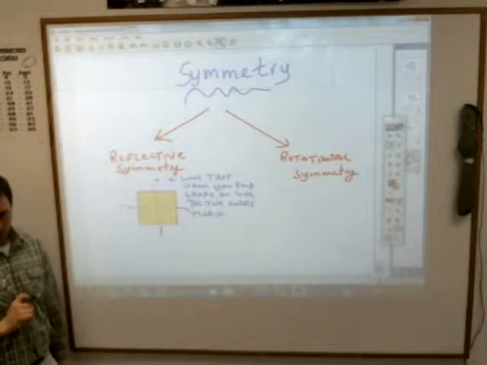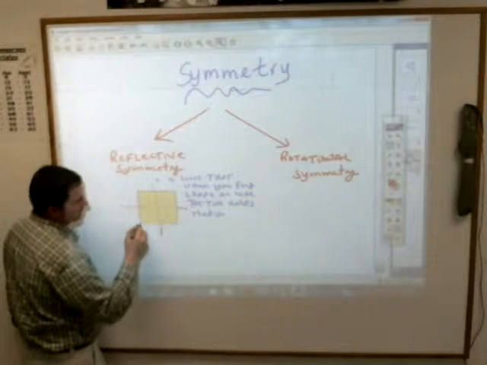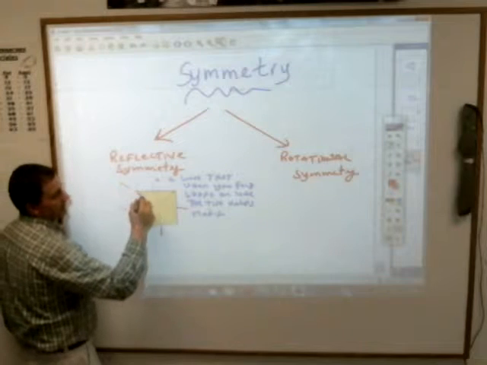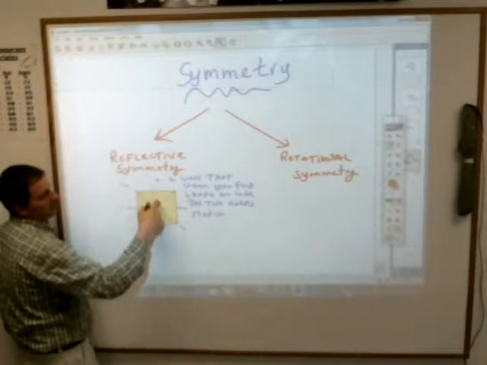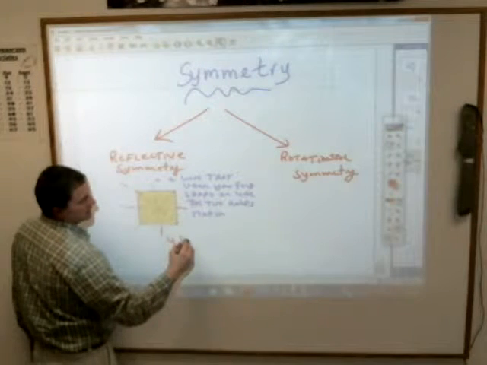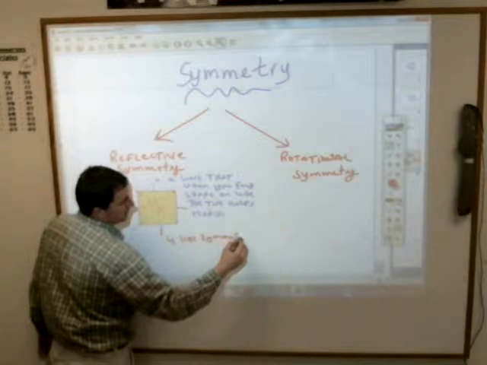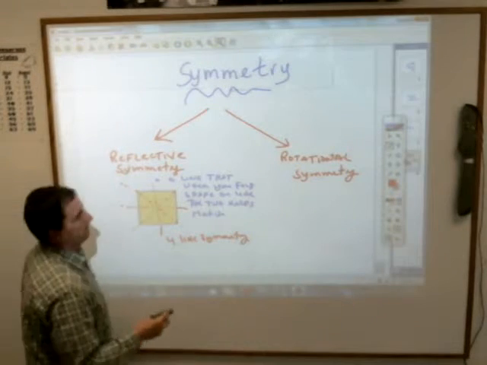Any other ways I could fold it? Yep, I could fold it on the diagonal like this, and I could fold it on the diagonal like this. A square has 1, 2, 3, 4 lines of symmetry. It has 4 lines of symmetry.